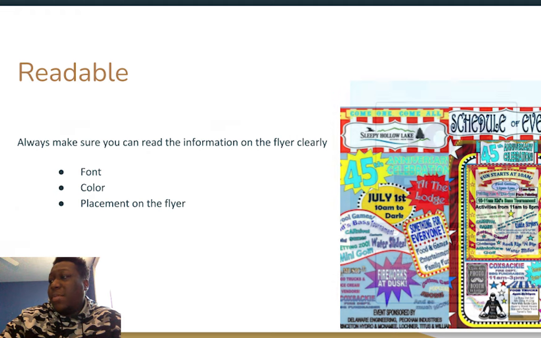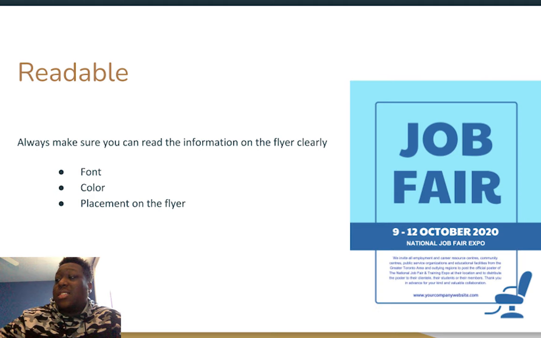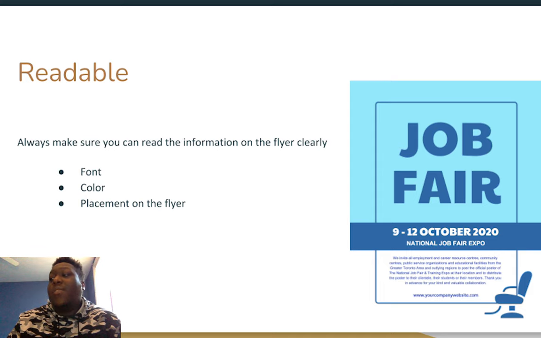Here's a good example. You see it's segmented into three different sections. You have job fair, dark text, light background. Then you have the date. And this one, you switch to dark background, light text. And then at the very bottom, you have the little description. And it might be a little bit too small, but because there's so much, I can see why they had to keep it that small.